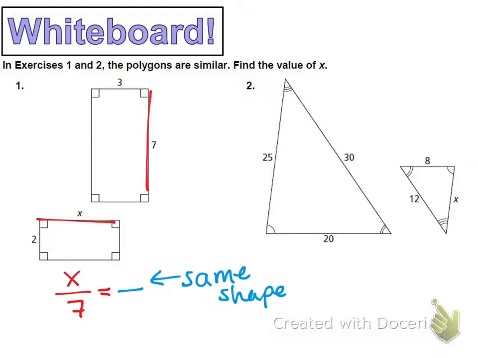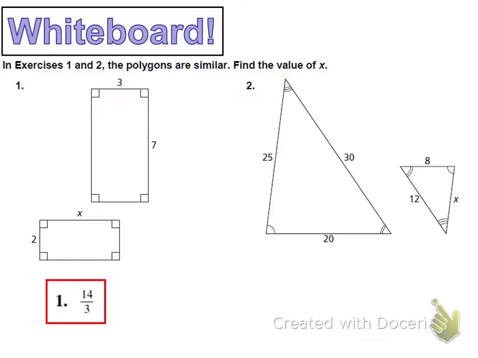So what is the only option to go on in the numerator of the second fraction? 2. And then on the bottom, corresponding with 2 is 3. So remember, top and bottom have to be corresponding. Across has to be from the same shape. You would cross multiply. You end up with 14 over 3.